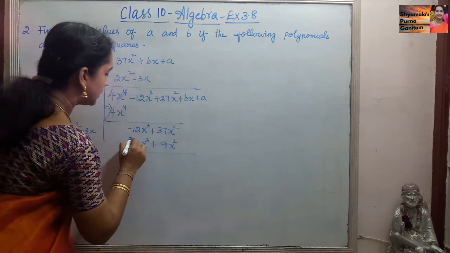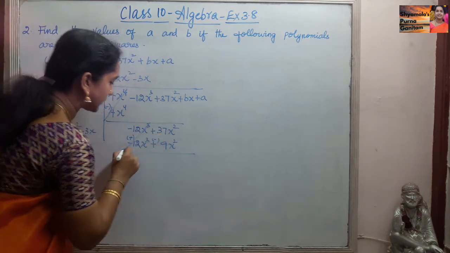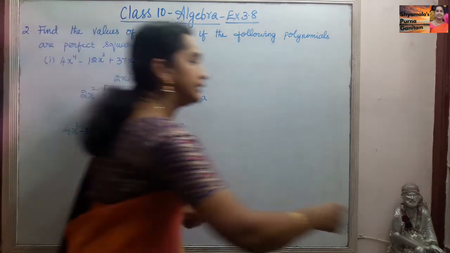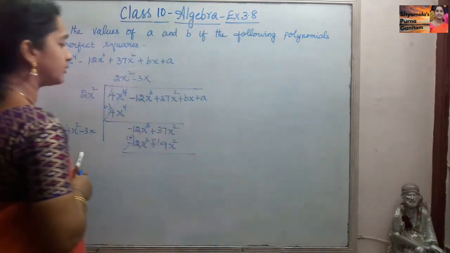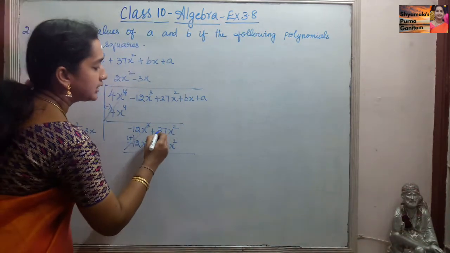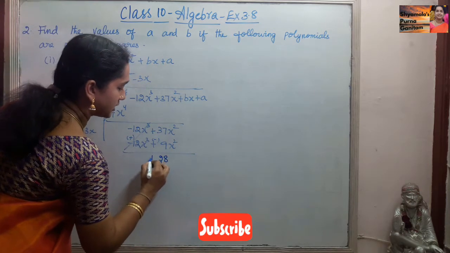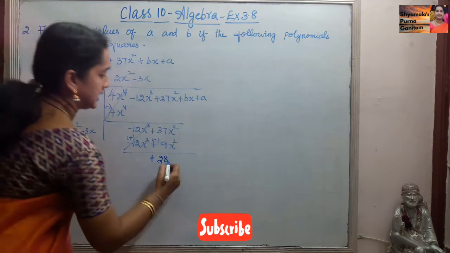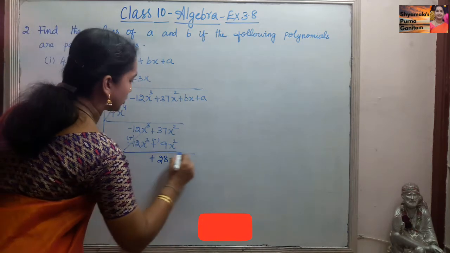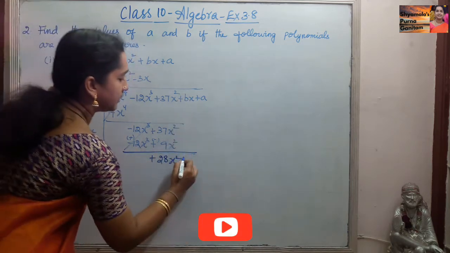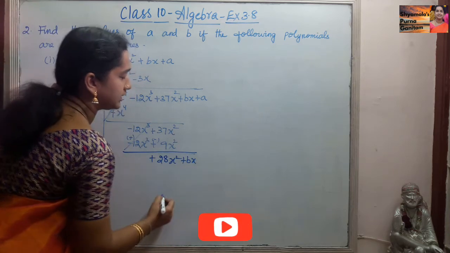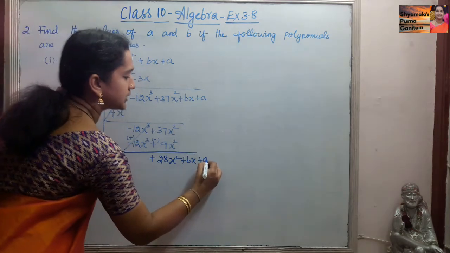Now when we subtract this, the first term will get cancelled. Then we will get 37 minus 9 is 28, so plus 28x squared we will get. Then we will bring down the remaining two terms, that is plus bx plus a.